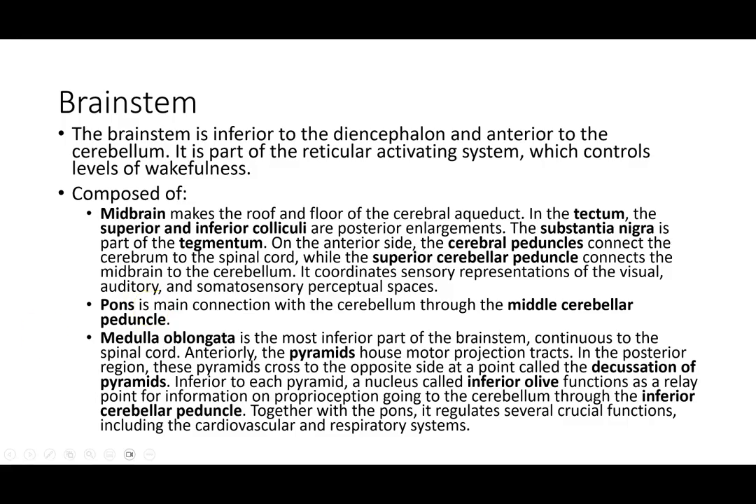Moving on down is the pons. This is the main connecting point with the cerebellum. So there's the middle cerebellar peduncle, which is going to be really, really important. This is made up of axons projecting from the gray matter of the pons into the cerebellar cortex, which we'll talk more about in a little bit, but there is a cortex of the cerebellum as well as the cerebrum. So this is the main physical connection between the cerebellum and the brainstem, all right?